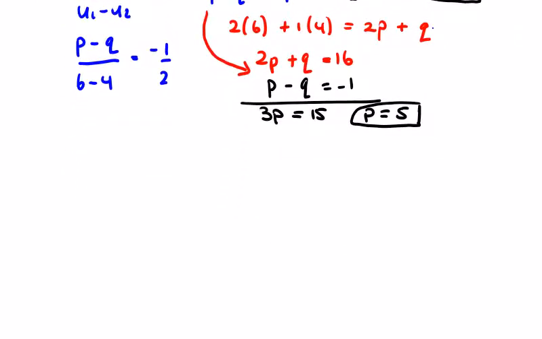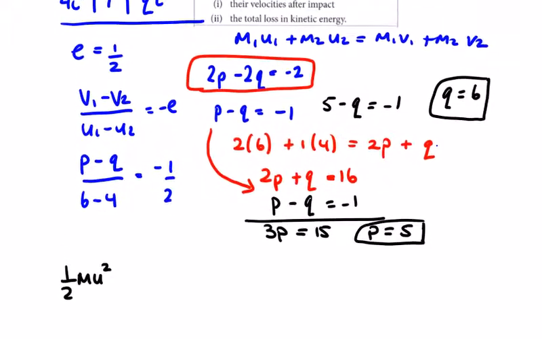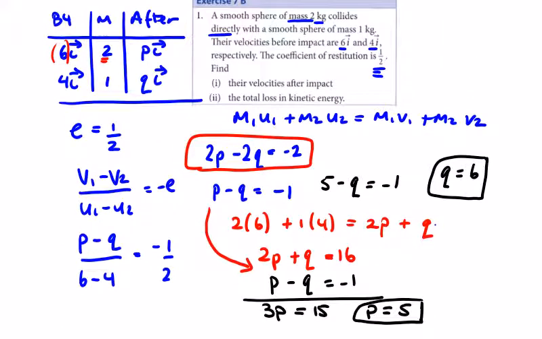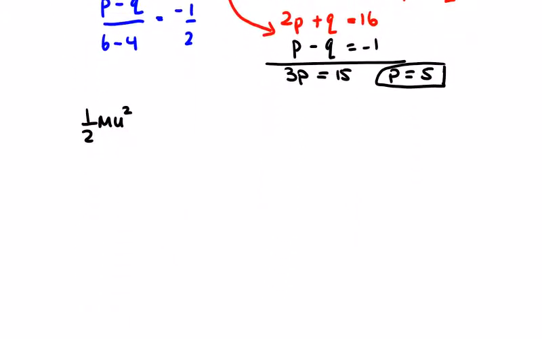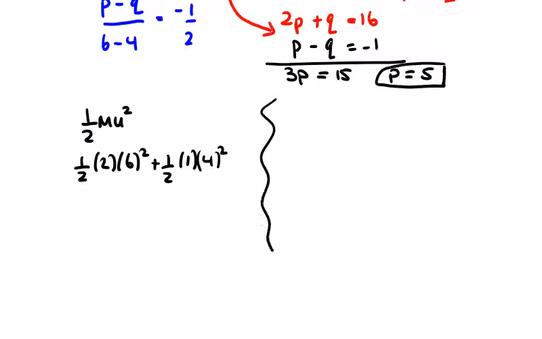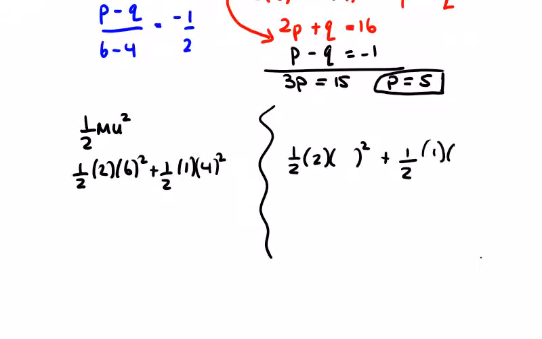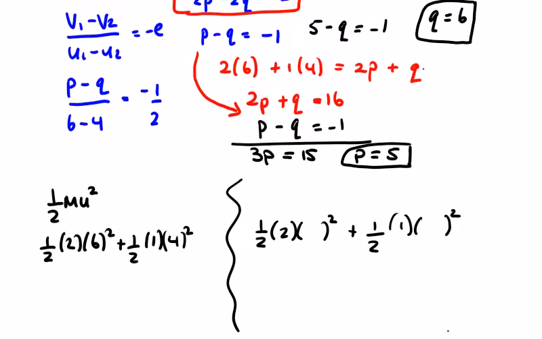Well, we know kinetic energy from before, half mu squared. So if we look at the kinetic energy here, if we look at our table, a half mu squared, so a half 2 by 6 squared, and a half 1 by 4 squared. That's what's going on first. And then we have a half 2 by whatever the velocity was afterwards, and a half 1 by whatever the velocity was afterwards. And we have found these up above here, this p and q. We got p to be 5 and q to be 6, as you can see.